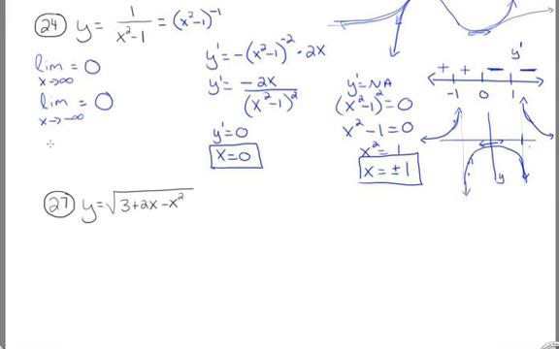So I already know the answer because I have vertical asymptotes. That means I'm going up to infinity and down to negative infinity. What's the minimum? What's the maximum? The answer is none.